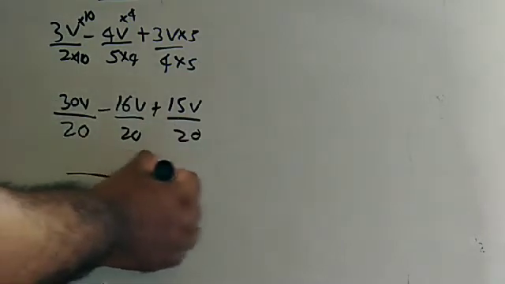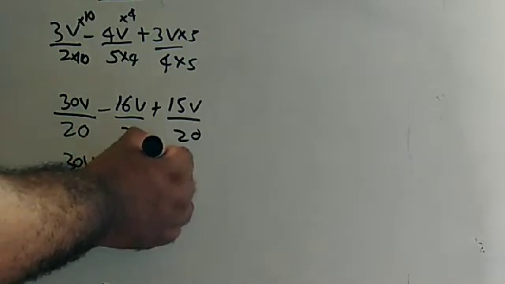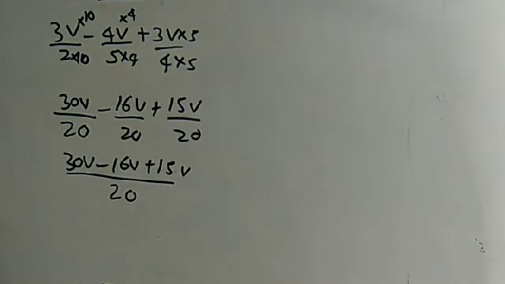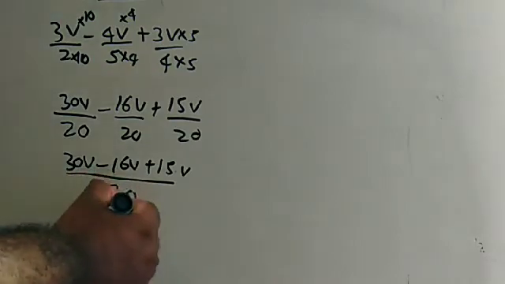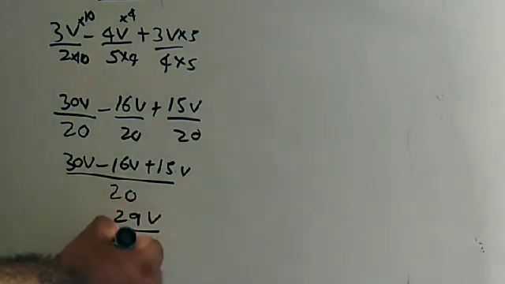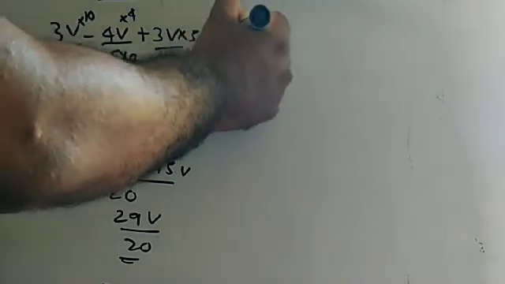Now, numerators: the first two can subtract, the other one add. Right, when 30 minus 16, 14v. 14v plus 15v, 29, no? 29v upon 20. This is the final answer. Right, when unequal denominators. Right, another example.